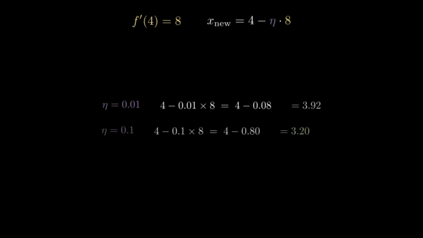Now eta of 0.1. 0.1 times 8 is 0.8. 4 minus 0.8 is 3.2. That is a real step, a noticeable move toward the bottom, but still comfortably on our side of the valley.